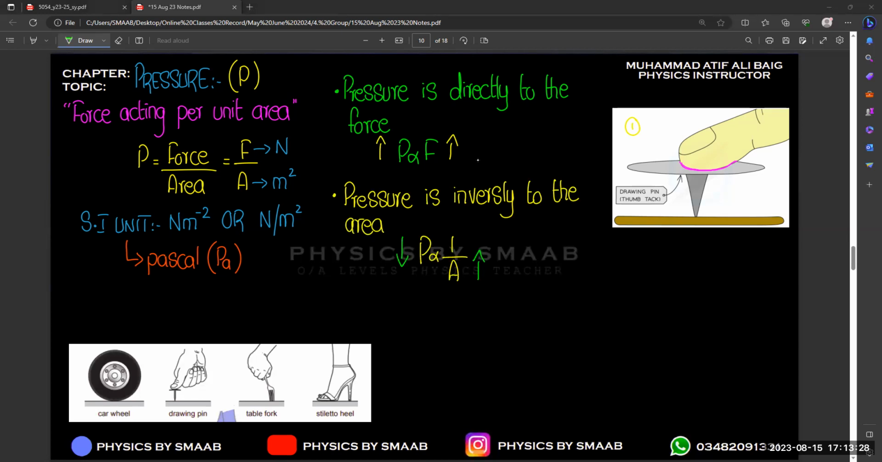How does it happen? In the first diagram, you can see that we are applying a force on the thumbpin. There is a contact area with the thumbpin, so we are applying force on this contact area. The other end of the thumbpin is free; there is no force applied there. The thumbpin is actually applying force on the board. You can see the area of the point of the thumbpin is very small. In your daily life, you observe that the area is in micrometers or micro centimeters.